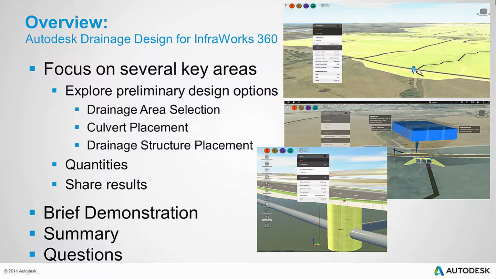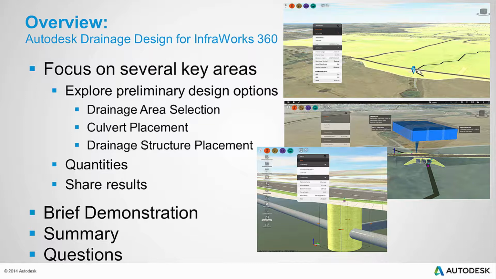Today we will focus on several key aspects of Autodesk Drainage Design for Infraworks 360. The first key area we will look at is drainage area selection. We will be able to select a point on our model, and Infraworks 360 will show us the drainage area to that known point. Next, we will look at culvert placement and preliminary design.